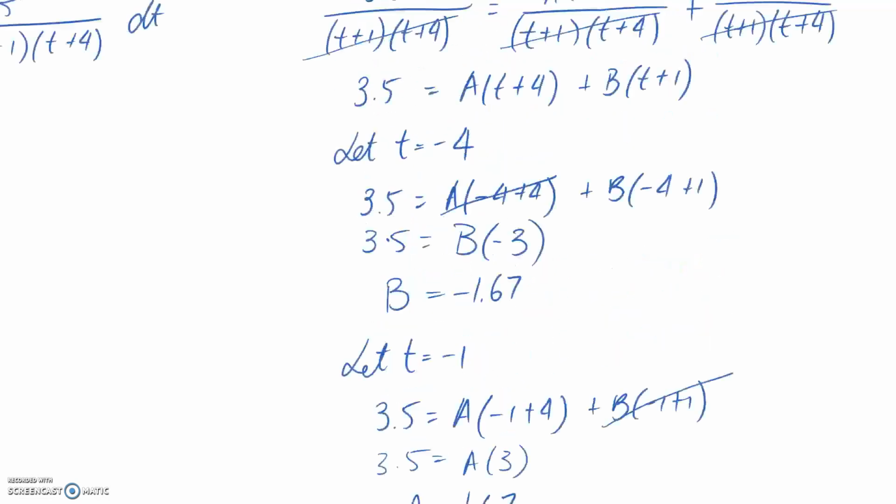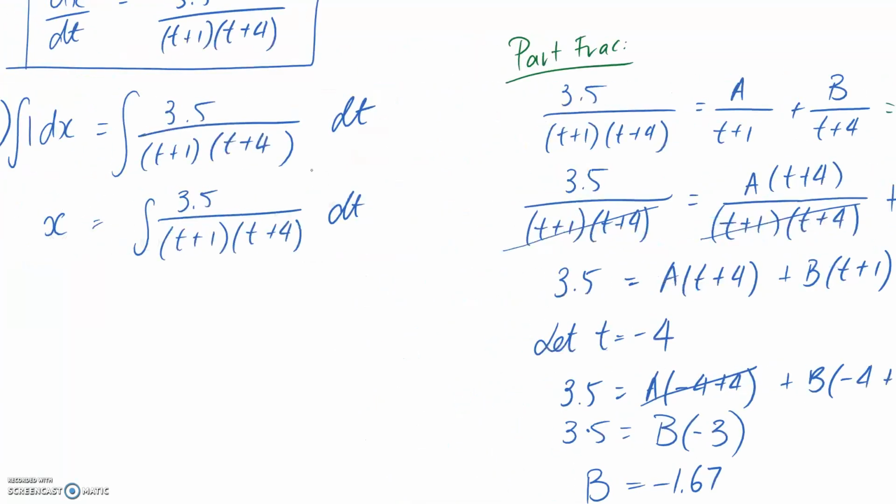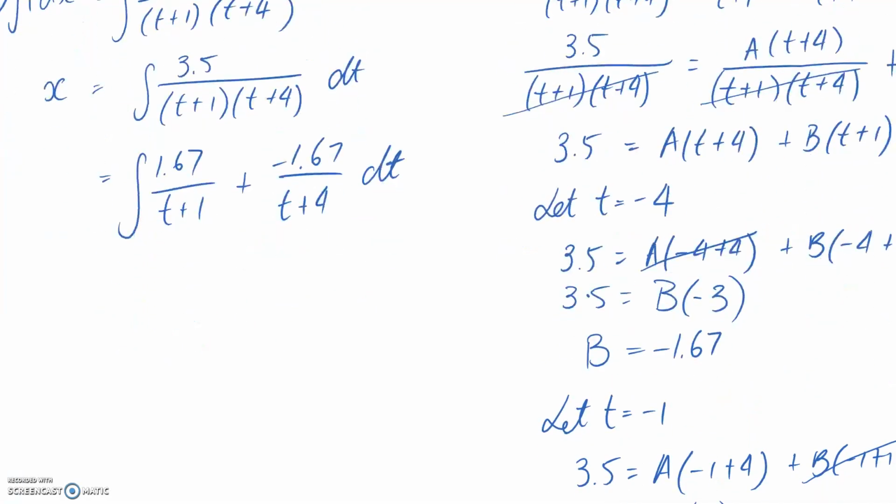So using both of these pieces of information, I'll pop it in up here. A was equal to positive 1.67 and B was equal to negative 1.67. So what I've done here is rewritten something that was a bit messy into two terms, which I'm now going to be able to integrate quite easily. So let's transfer this information back to our problem. We need to integrate, rather than writing it like this, 1.67 over t plus 1 and then negative 1.67 over t plus 4 with respect to time.